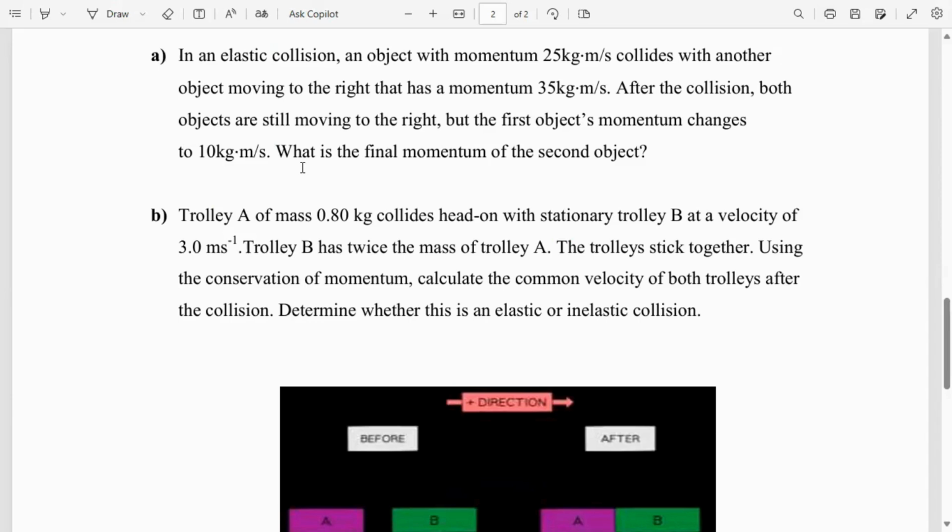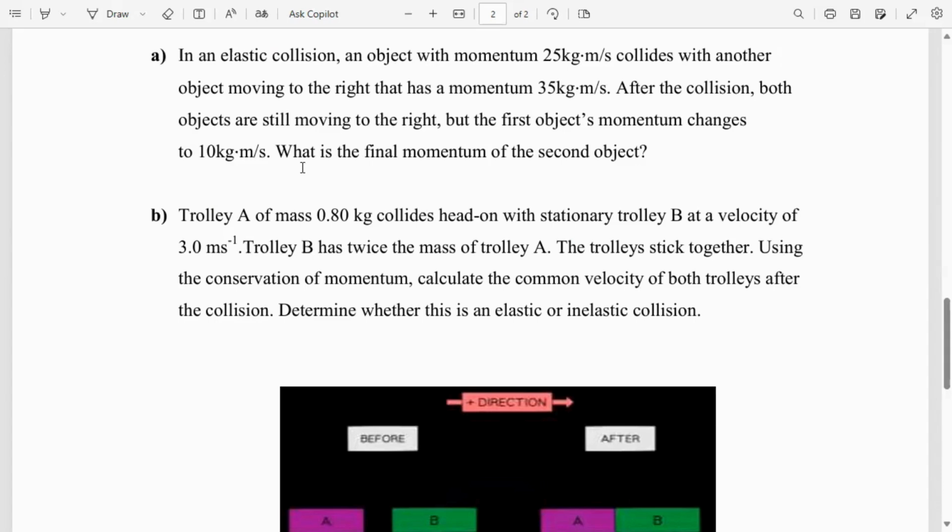After the collision, the trolleys stick together, which means the collision is inelastic because there is sticking together taking place. So using the conservation of momentum, they're bringing back the idea of conservation of momentum. Calculate the common velocity of both trolleys after the collision. Determine whether this is an elastic or inelastic collision.